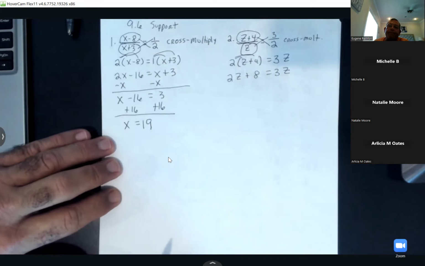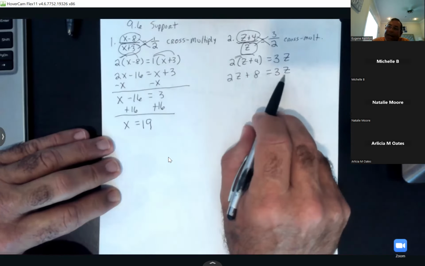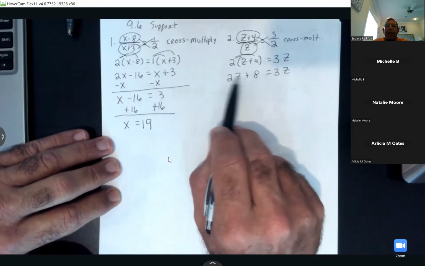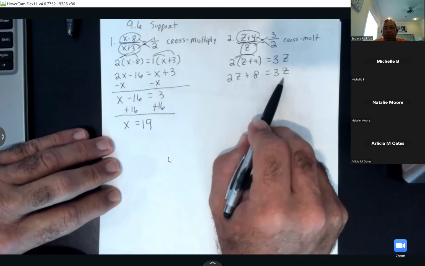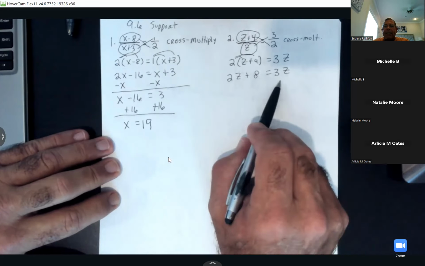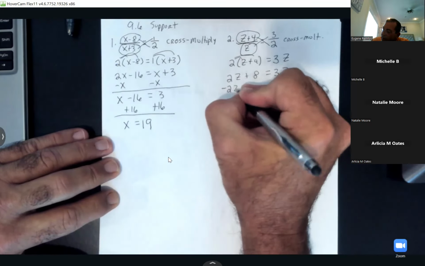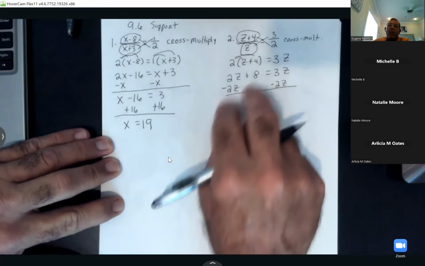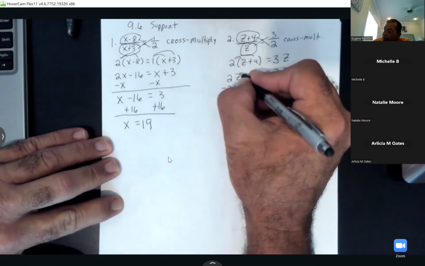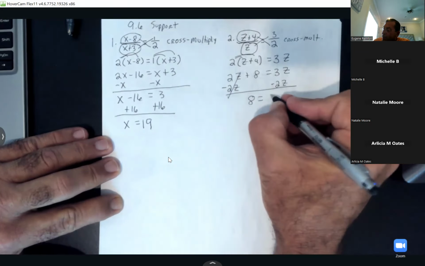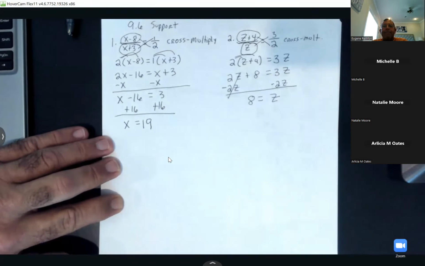Now, anytime I got the variable on one side and a variable and a number on the other side, I'm going to move this variable to the side of that one. So I'm going to subtract 2Z from both sides. Now, you can solve these different ways. I try to do them in the quickest way. Because look, these Z's cancel, leaving the 8. And y'all look at that. 3 minus 2 leaves me 1Z. And we're done.